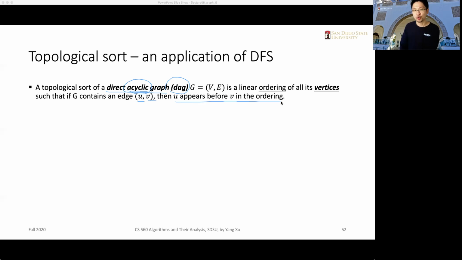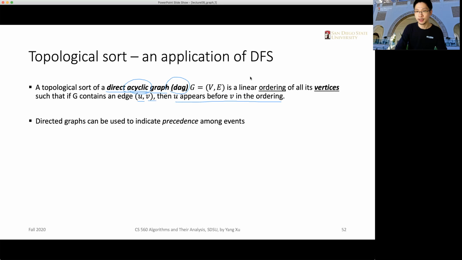I think the next example is going to showcase a clearer image of what this definition means. It is basically an algorithm that helps to describe precedence relationships. A directed graph can be used to describe the dependencies or precedence relationships among events.